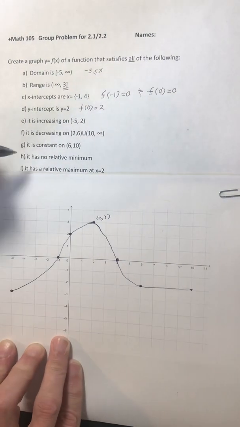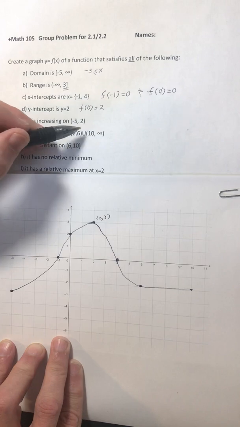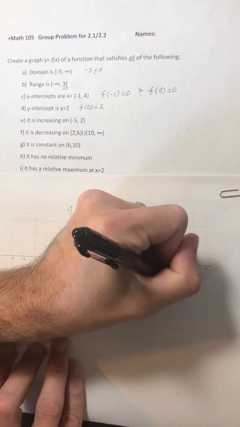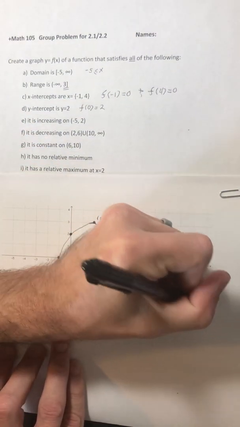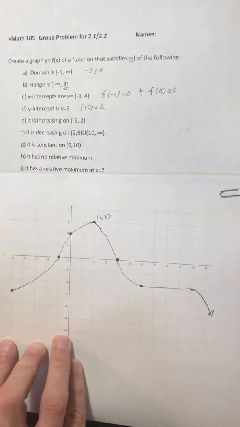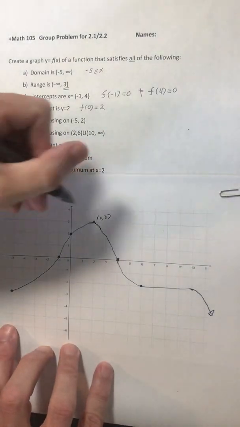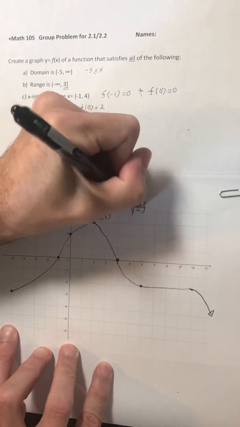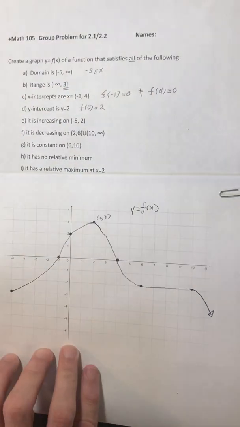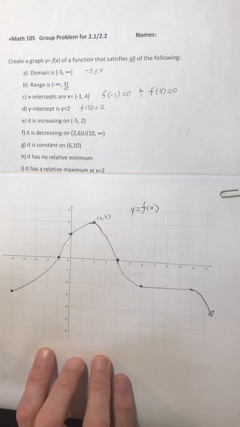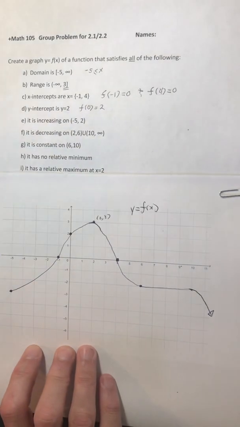And now it has no relative minimum, and it's decreasing after 10. So I have to make it go down and continue down, put an arrow. So I claim this works. This fits all of these characteristics. So let's go through and check them one by one.